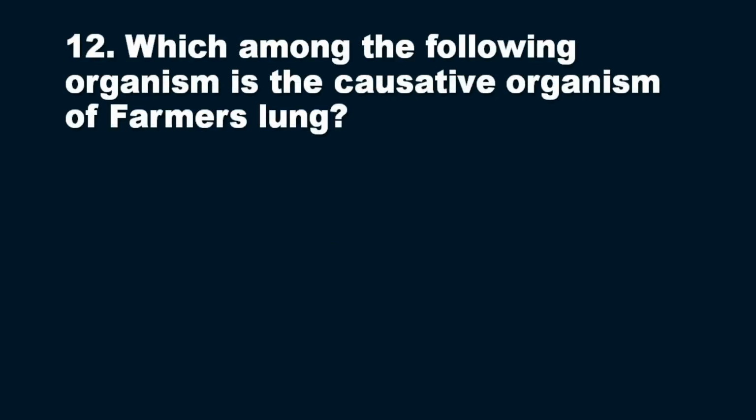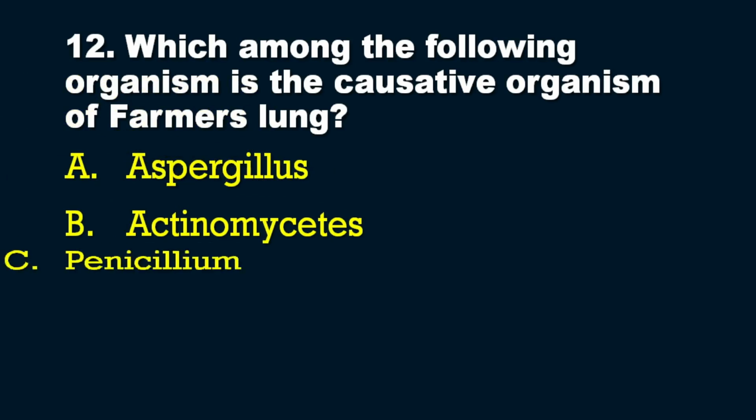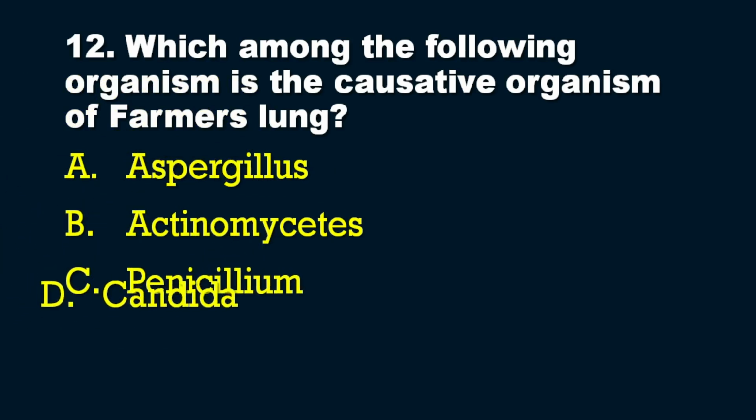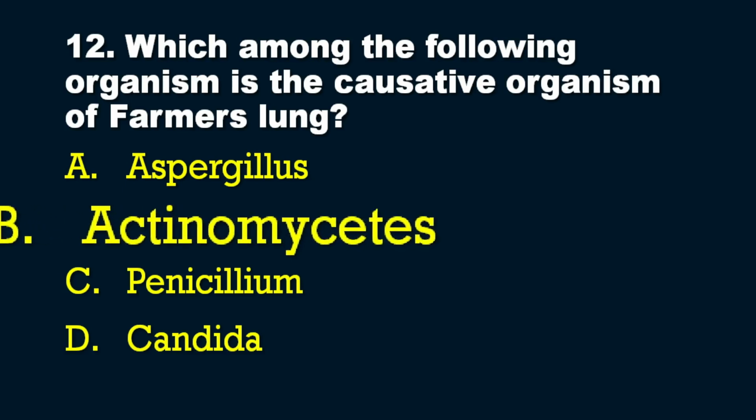Moving on to the 12th question in our series. Which among the following organisms is the causative organism of farmer's lung? First of all, you should understand what farmer's lung is and what causes it. It is an occupational hazard. The options are A, Aspergillus, B, Actinomycetes, C, Penicillium, and D, Candida. Which is the causative organism for farmer's lung? So the answer is option B, that is Actinomycetes.